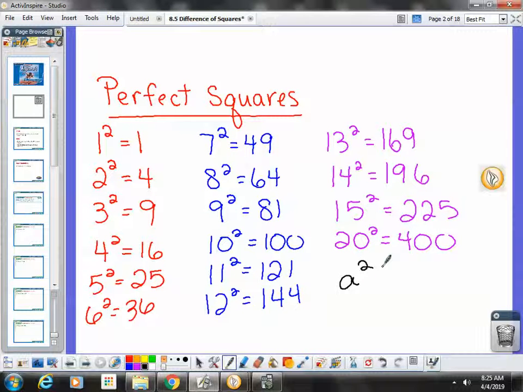A squared is a perfect square. So is b squared. In addition to that, I could have c to the 4th power, or even d to the 6th power, e to the 8th power, f to the 10th power. A variable with an even power is considered a perfect square.